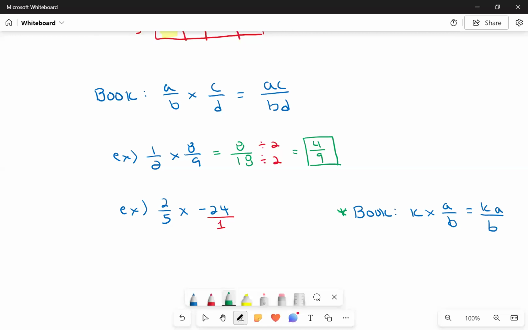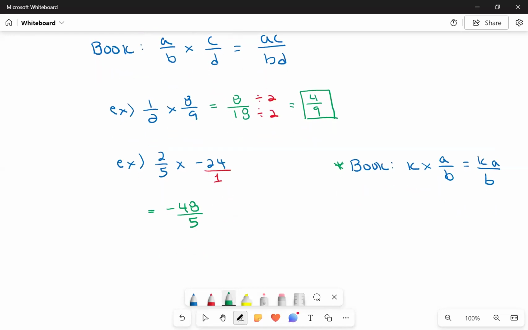So here, let's go ahead and do that. 2 times 24 is 48, and it's negative. 5 times 1 is 5. And then I'm going to go ahead and change this into a mixed number. So 5 into 48. Let's see, 5 goes into that 9 times, with a remainder of 3. So this will be negative 9 and 3/5.